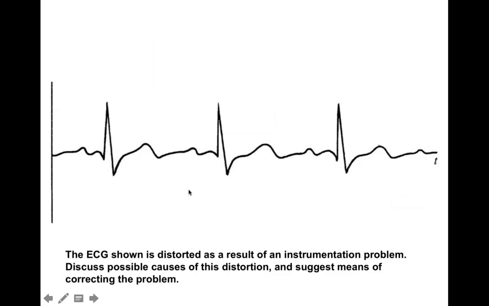Here is an example of an ECG that looks distorted. You can see we've got an odd kind of shape. This is tilted backward. We've got some extra bumps in here. This is due to an instrumentation problem. As we've discussed, there could be several things: loose leads, capacitive coupling, any number of things that could be going on to make this happen. Even a lead misplacement could be a possibility.